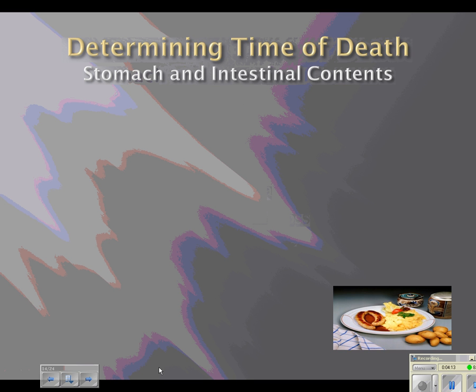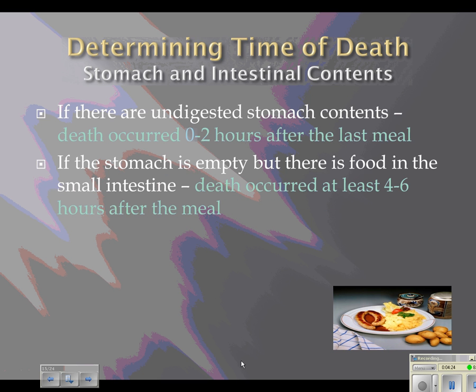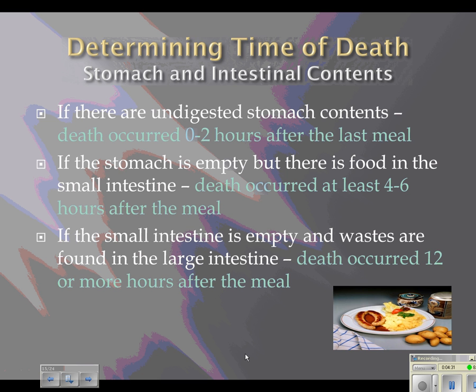We can also look at stomach and intestinal contents if we know when the last meal was. If there's undigested stomach contents, then death occurred between 0 and 2 hours. If the stomach's empty and there's food in the small intestine, then we know death occurred at least 4 to 6 hours after they ate. If the small intestine's empty but wastes are found in the large intestine, then death occurred 12 or more hours after the meal.